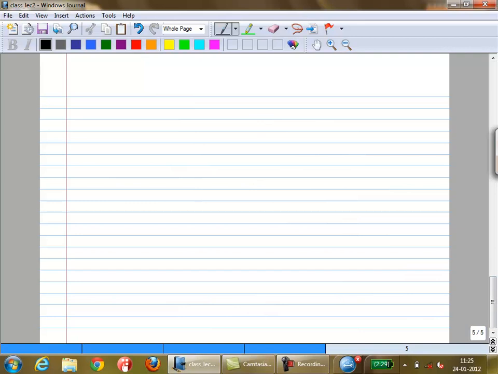Okay, so let's now start looking at input referred noises of some typical circuits. So let's start off with the common source stage.